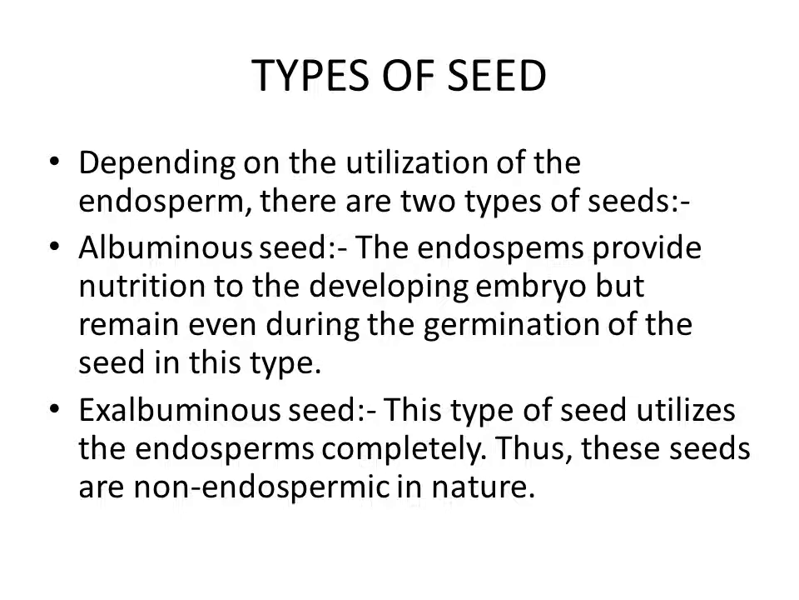Types of seeds. Depending on the utilization of the endosperm, seeds are of two types: albuminous seeds and exalbuminous seeds. In albuminous seeds, the endosperm provides nutrition to the developing embryo but remains even during the germination of the seed. In exalbuminous seeds, the seeds utilize the endosperm completely. Thus, these seeds are non-endospermic in nature.